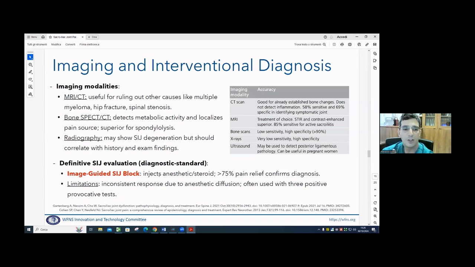Obviously, one of the most diagnostic tests is the image-guided block with anesthetic and steroids, and usually a decrease of more than 75% of the pain confirms the diagnosis.